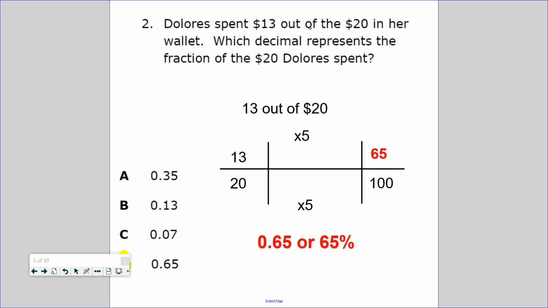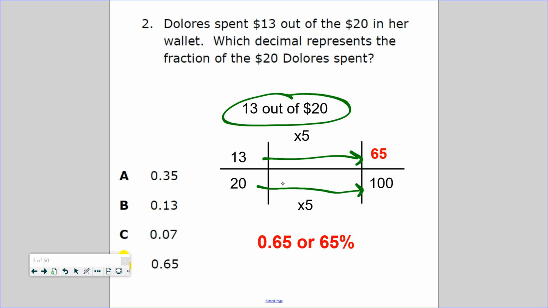So how do you write 13 out of the 20 as a fraction? 13 over 20. How do you build this to 100% or hundredths? The relationship is times 5. 20 goes into 100 times 5. So you get 65 hundredths or 65%.